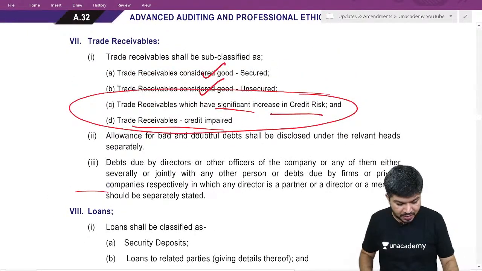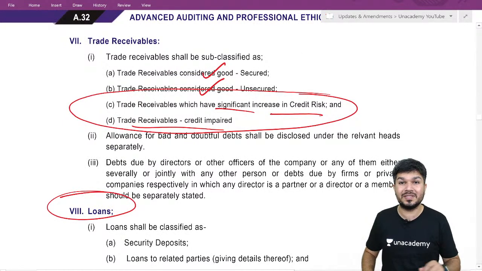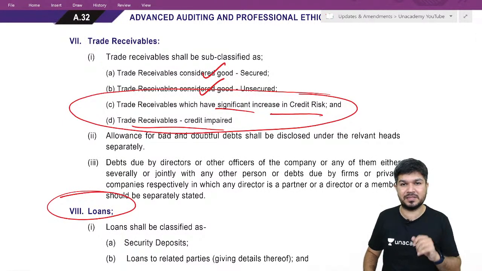Loans. Now see, the word is loans, not loans and advances. Under AS, we used to have a heading called loans and advances. In Ind AS, why is it only loans? Advances don't come under financial asset. Loans are a part of financial asset.